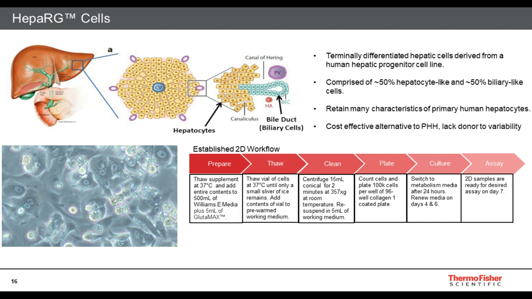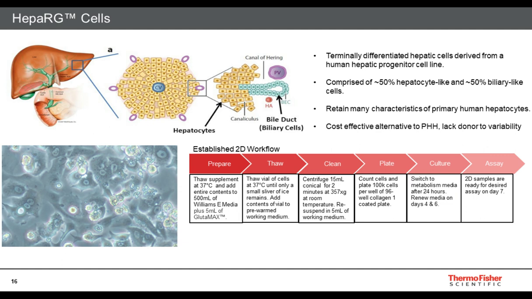So for those of you who aren't familiar, HepaRG is a terminally differentiated hepatic cell line, and it's derived from a human hepatic progenitor cell line. HepaRG is comprised of two different cell types, 50% hepatocyte-like cells and 50% cholangiocyte or biliary-like cells. In the top left, we have a liver cross-section, and those cells that make up the bile duct are the cholangiocytes, and then the surrounding hepatocytes are the two cell types that compose HepaRG.